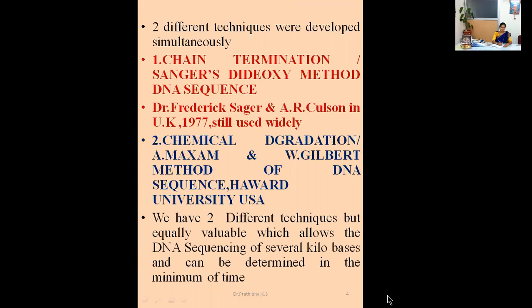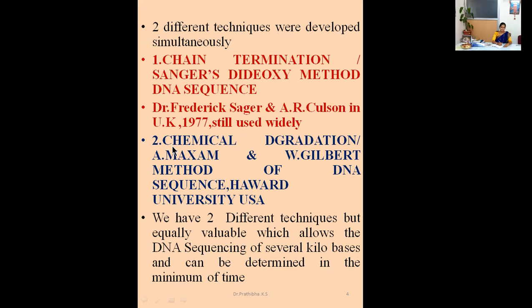Okay, now let us go through two different techniques of DNA sequencing. Both DNA sequencing methods were developed simultaneously. The first one is chain termination, or Sanger's dideoxy method of DNA sequencing, which was given by Dr. Frederick Sanger and A.R. Coulson in the UK during the year 1977. Whatever he explained in this DNA sequencing methodology, we are still using it.